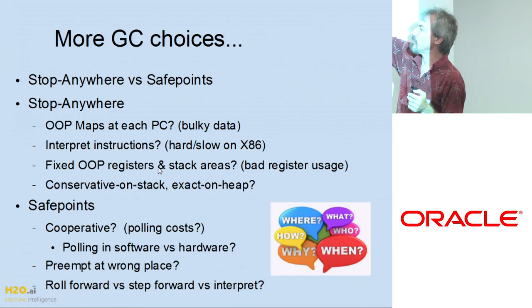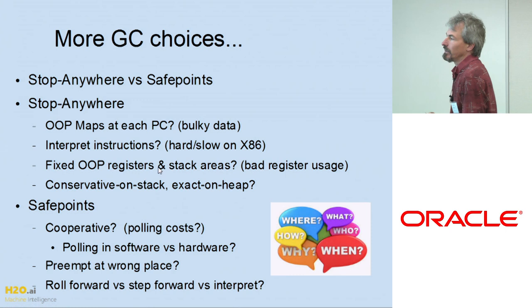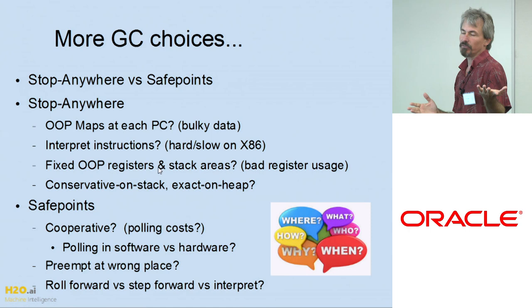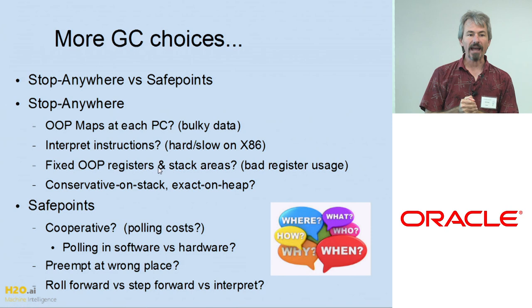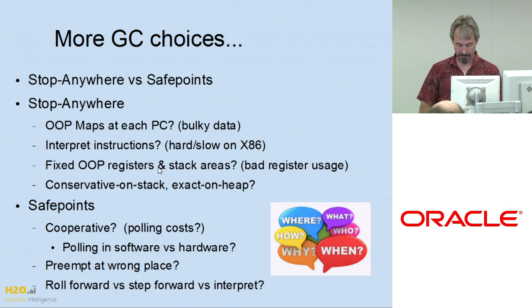That's too bulky. You go to interpret instructions, so you roll forward to the next OOP map. Maybe you have fixed OOP map layouts, like all the even number stack slots have OOPs, and the odd number ones never have OOPs, and the even registers have OOPs, and the odds do not, and you just know OOPs or not. Talked to Philip Pislow. He suggested this one. You're conservative on the stack, and you're exact in the heap.